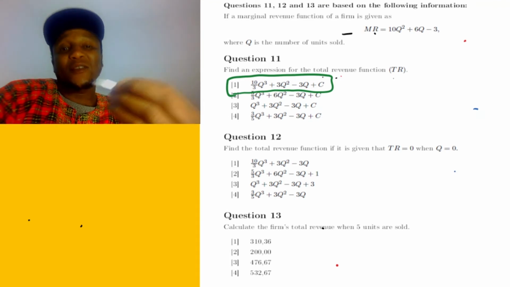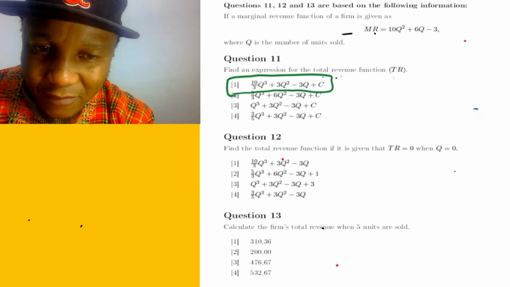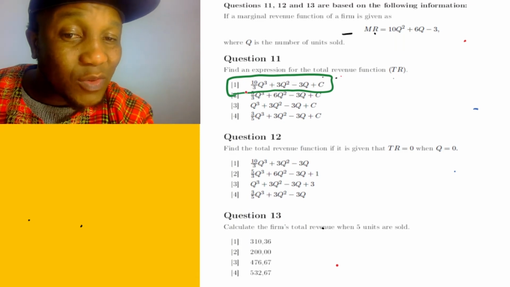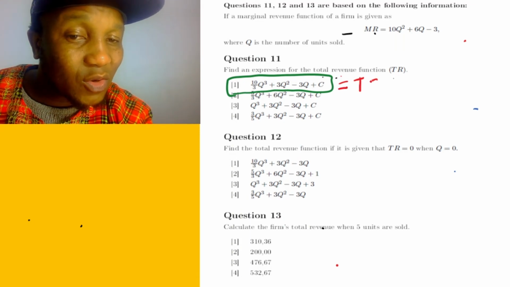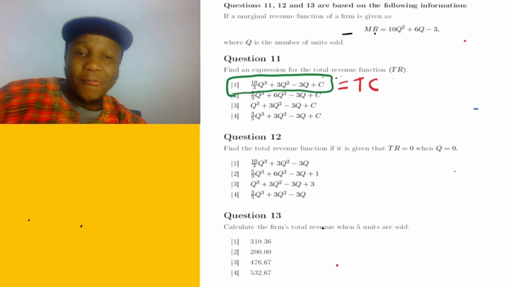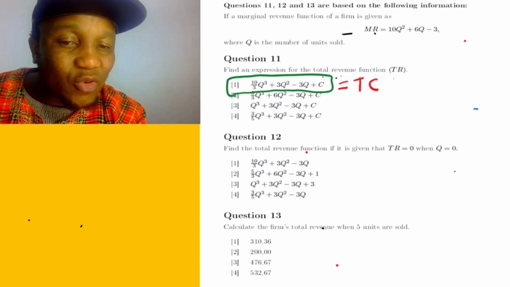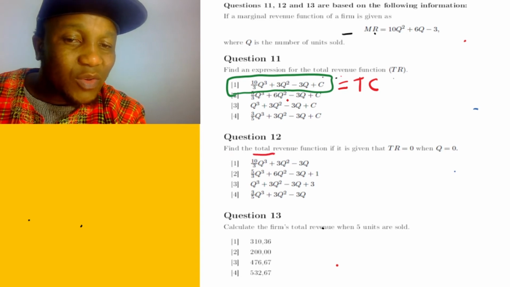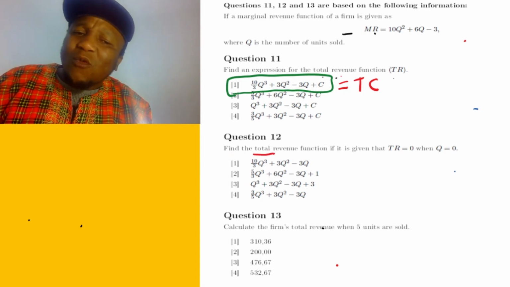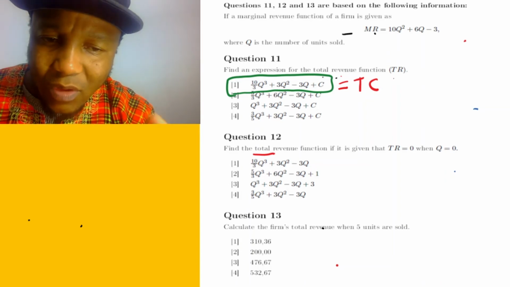Okay, my final exam. Now we go for this one. Read carefully. Remember this is total cost here. Now they say find the total revenue. So these are total revenue. Which total revenue do they want? Read the question carefully.